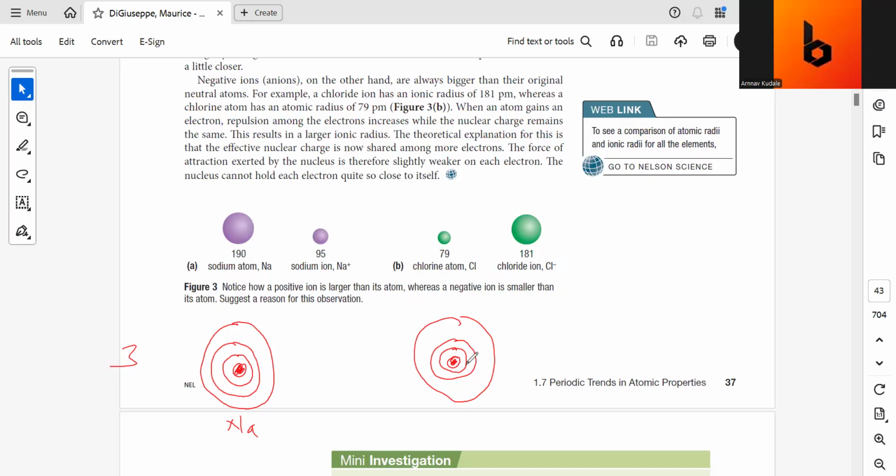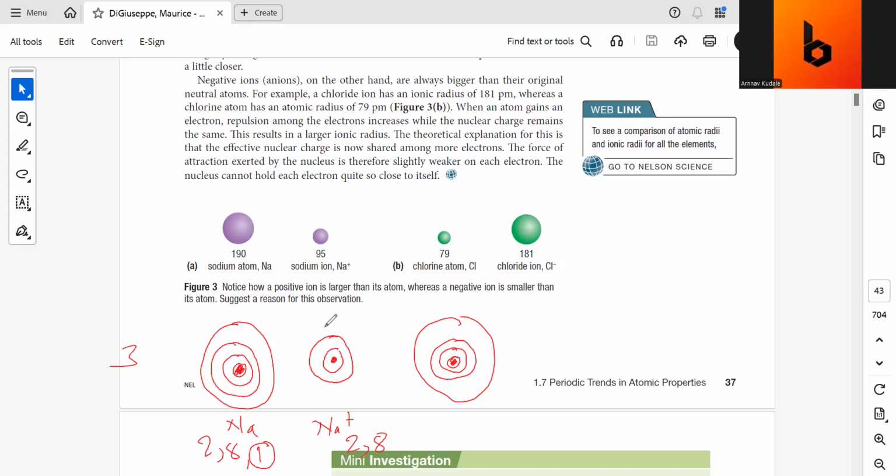Now, when we talk about this, the electronic configuration is 2, 8, 1, correct? And when we talk about the sodium cation, it loses one electron, right? So the electronic configuration is 2 and 8. So you have the nucleus, you have one shell, and you have the second shell. That means one shell is completely lost. So the cation size is generally smaller than the atom.